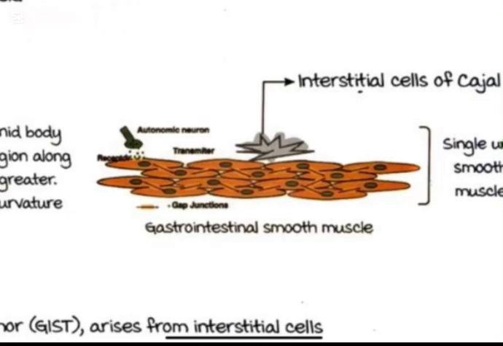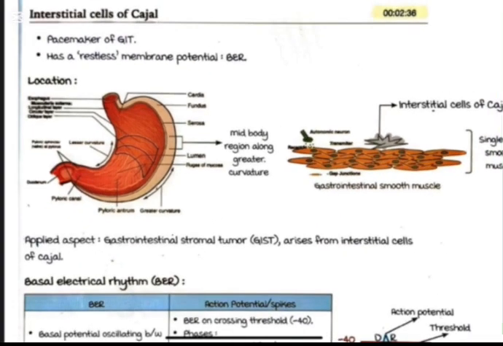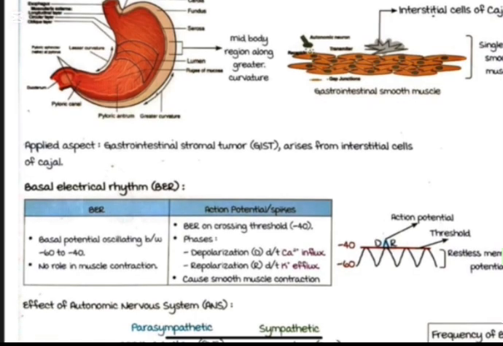GIT smooth muscle, interstitial cells of Kajal, single unit smooth muscle, autonomic neuron, transmitter and gap junctions. Applied aspect: gastrointestinal stromal tumor just arises from interstitial cells of Kajal.